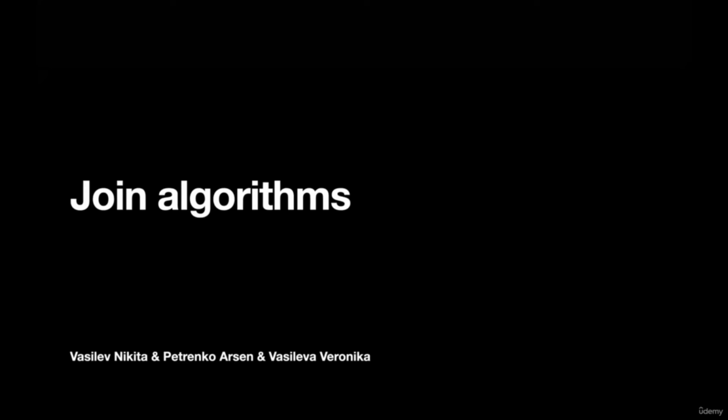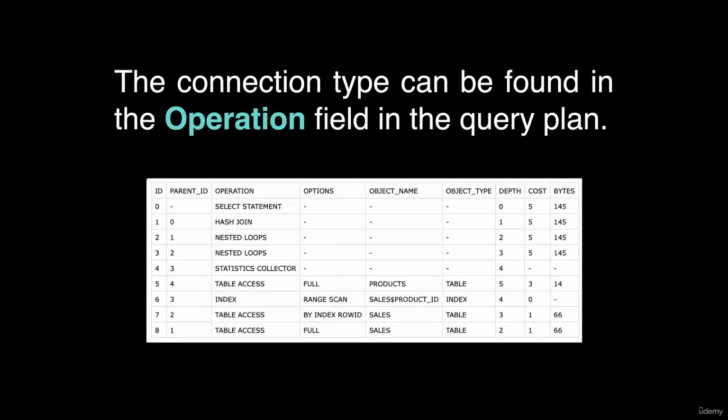There are mainly 3 join algorithms: nested loop, hash join, and sort merge join. The connection type can be found in the operation field in the query plan. The optimizer determines which of these algorithms to apply to a particular join in the process of building a query execution plan, since, depending on the conditions, each of these algorithms can be more efficient than the others. In other words, in some conditions, nested loops will be more effective, and in some, merge or hash match.